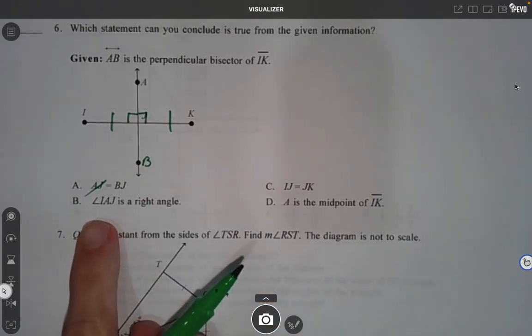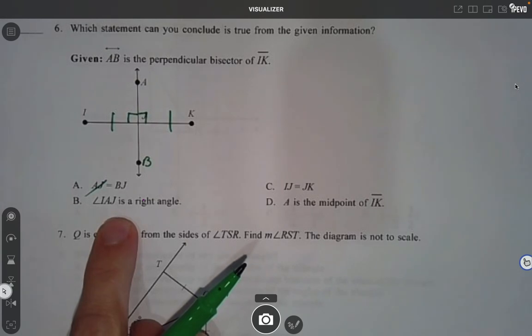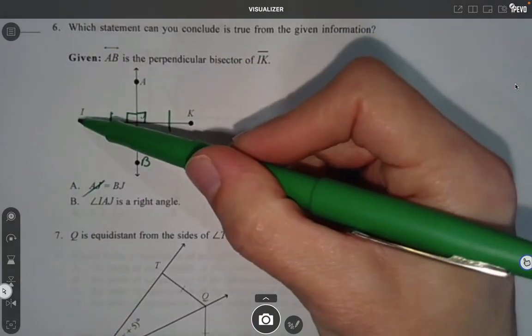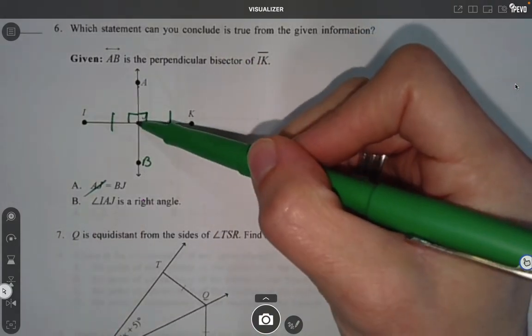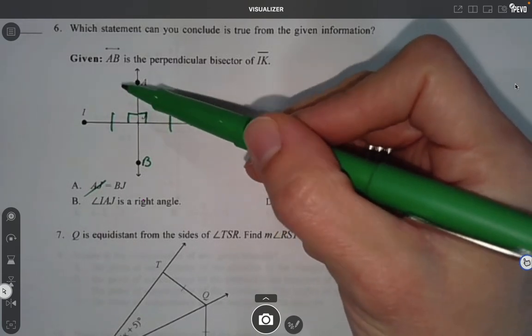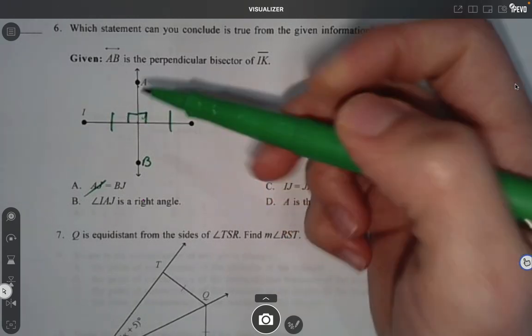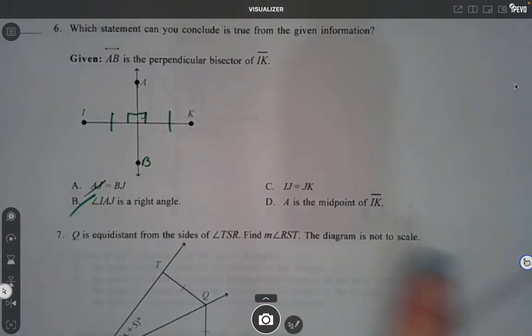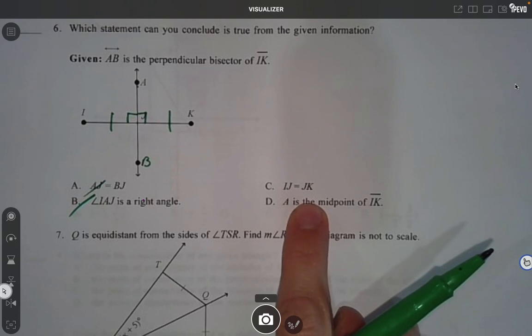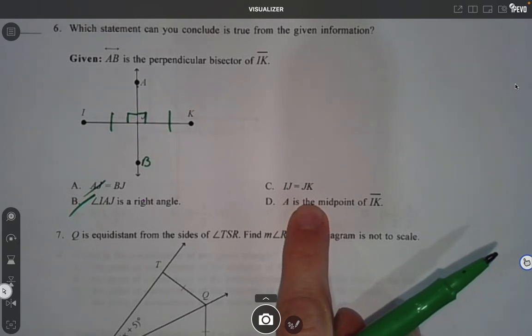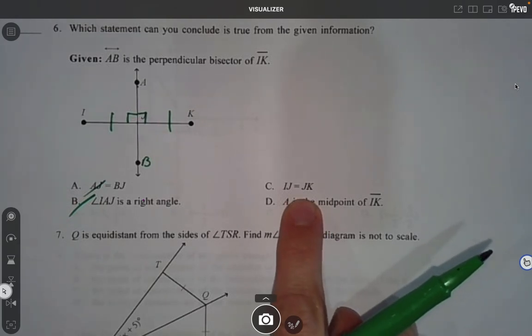This one says that IAJ is a right angle. Well, this is I to A to J. Is angle A a right angle? No. This one is angle J, where the J is. So that's not right. IJ equals JK. Does that say IJ? Yeah. Does IJ equal JK? Yes. So is that our answer? Yes. Number 6 is C.